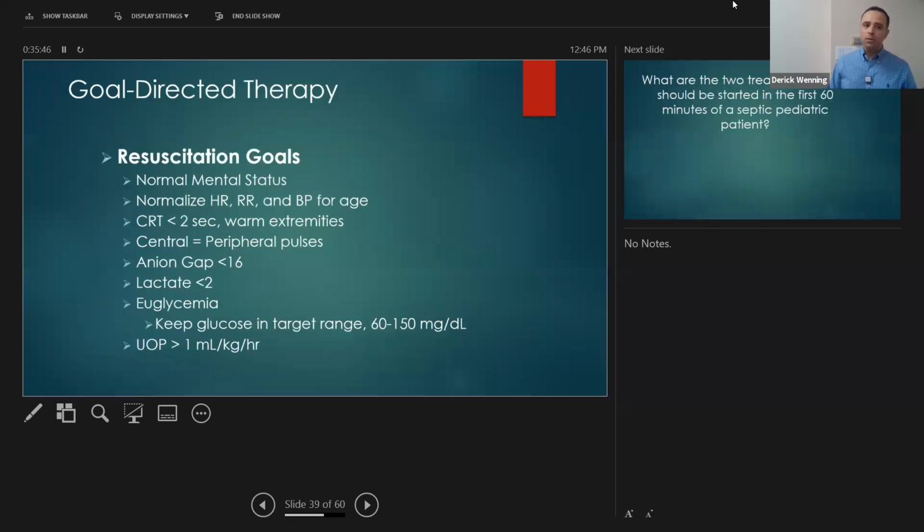So here are your goals, what I just said. You want to either maintain a normal mental status or make them normal. You want to normalize their vital signs. You want to improve their cap refill. You want to make sure your central and peripheral pulses are equal. You want to close a gap if you have one. You want to decrease the lactate if you order one. And you want to maintain euglycemia.